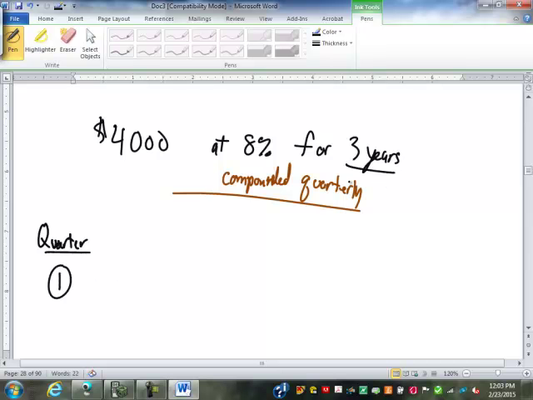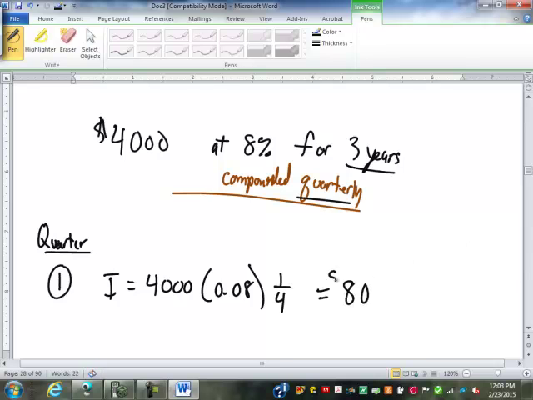Well, 3 years, quarterly, of course, means 4 times, or every 1 quarter of a year. 3 years times 4 times a year means we're going to have to go through 12 quarters to do this. Let's take a peek. Let's say we start out with $4,000 at 8%, so 0.08, times, well, it's a quarter of a year, so it's 1/4 of a year, which will give us, oh, what's that come out to be? $80 in interest, I believe.